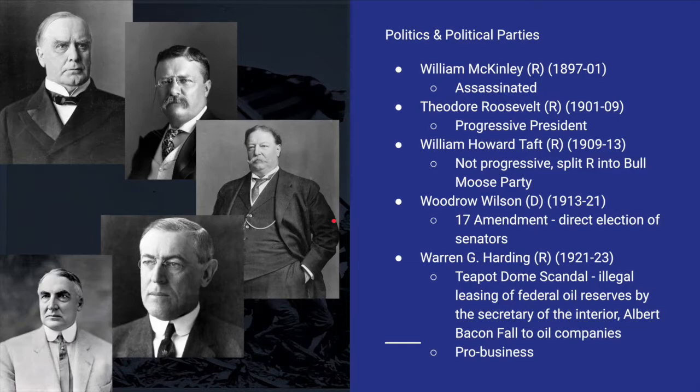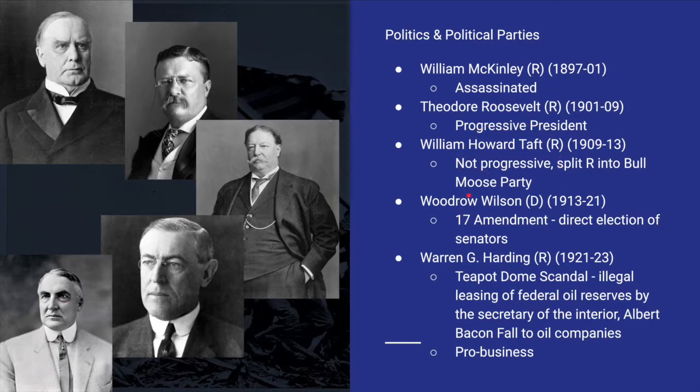So here we see the Republican Party split into a pro-business party, which remains the Republicans, and then we get a new Bull Moose party under Theodore Roosevelt that is a more progressive party. So this is an important point for the Republican Party under Taft.